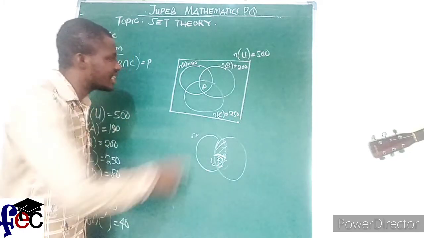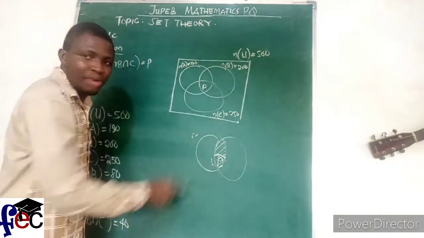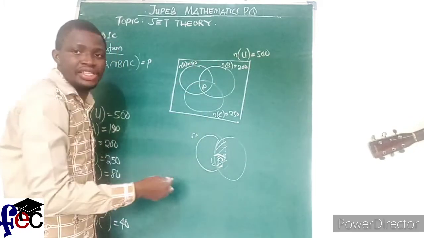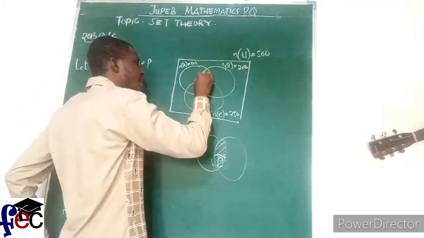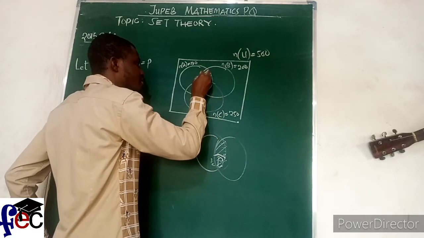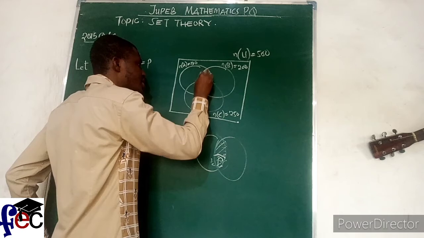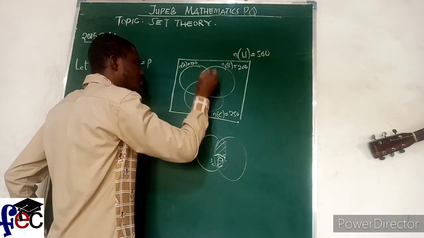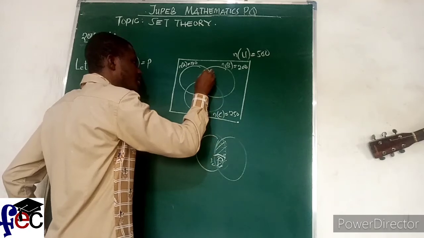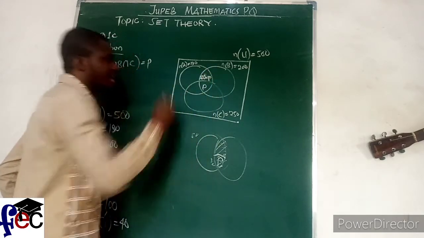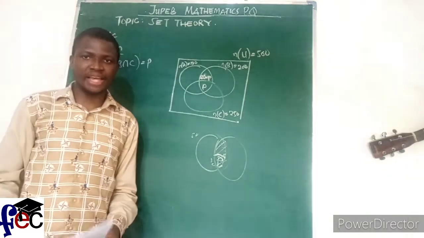So it implies that if I want to get the number here, I will have to subtract this P from the given number for this particular region. So this is going to be 80 minus P. Don't mind, it's not small, but let me manage it. So that region is 80 minus P.